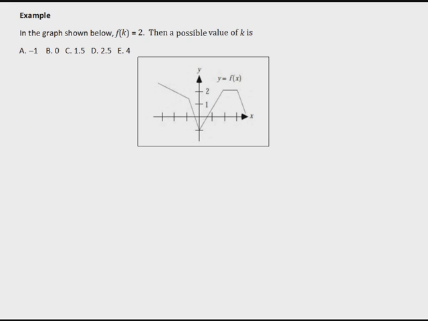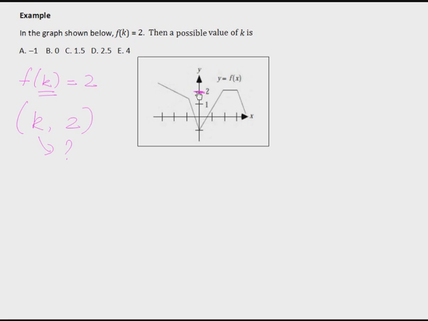In the graph shown below, f(k) equal to 2. Find a possible value of k. So what have they given me? They've given me the y-coordinate of a point whose x-coordinate they call k. So the point is (k, 2). We need to find k. So we need to head to the y-axis to the point 2 and then check out all points on the graph whose y-coordinate is 2.